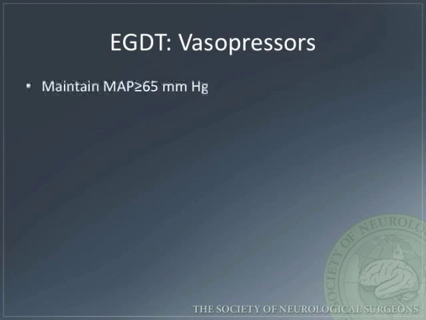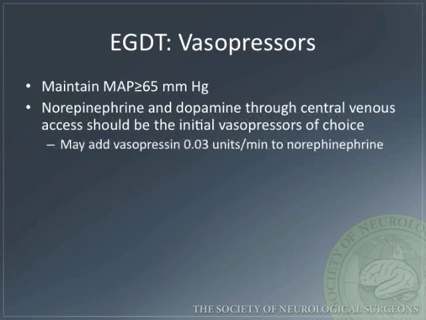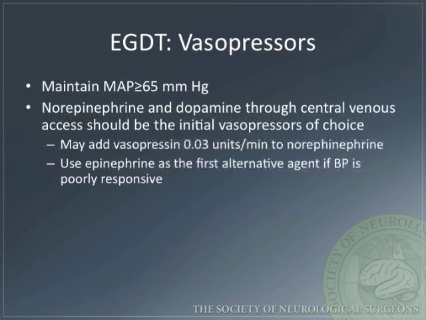Vasopressors may be used to maintain a MAP of greater than or equal to 65. Norepinephrine and dopamine through central venous access should be the initial vasopressors of choice. You may add vasopressin to norepinephrine. Use epinephrine as the first alternative agent if the blood pressure is poorly responsive.